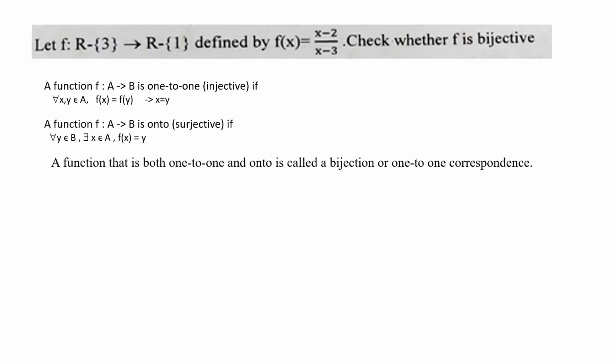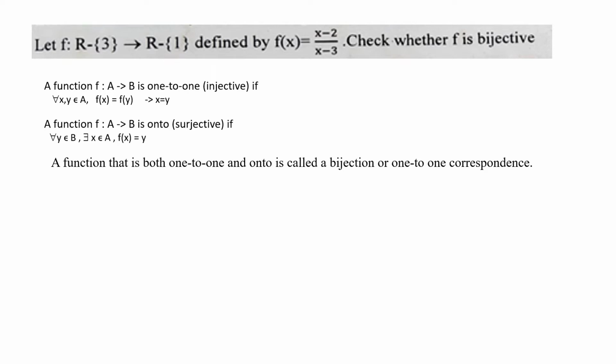The question is like this: let f be a function from R minus 3 to R minus 1 defined by f of x is equal to (x minus 2) divided by (x minus 3). Check whether f is bijective. So our f of x is given as (x minus 2) by (x minus 3) and we have to prove this f of x is bijective.